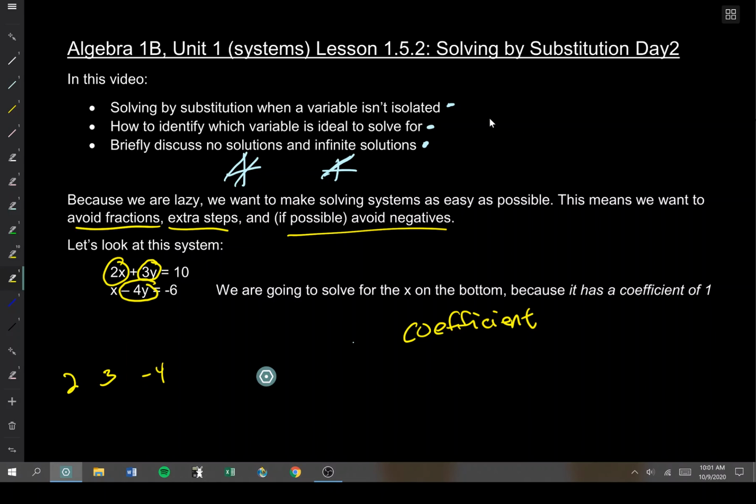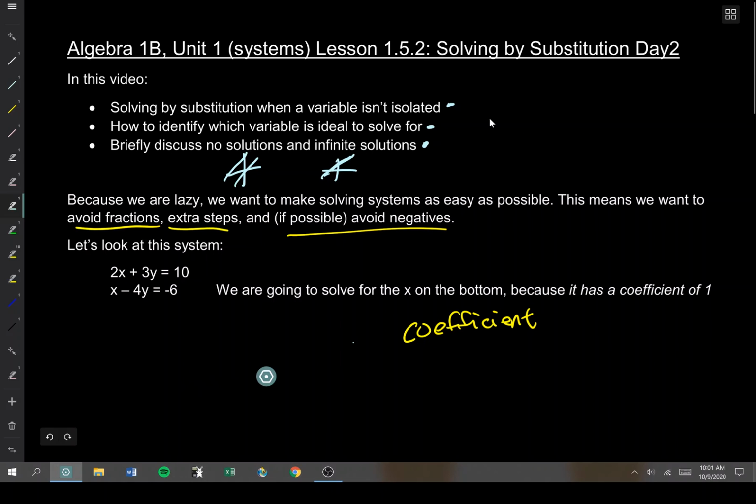The sign, positive, negative, is crucially important. But on this x right here, the coefficient is 1. If there's nothing written there, the coefficient is 1. We're going to solve for this x right here because it has a coefficient of 1. And that means it'll take fewer steps and also probably not involve fractions.